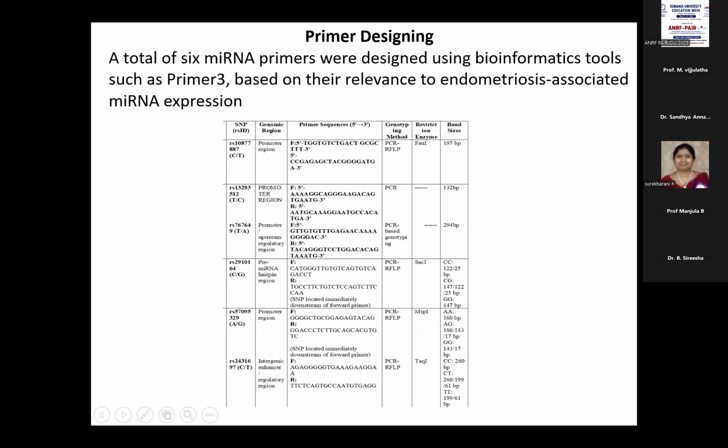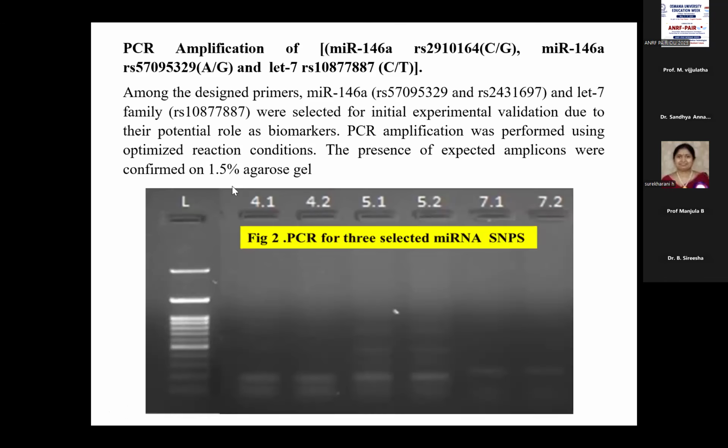Based on the literature, we identified 6 miRNA regions with SNPs, and we made the primers. From those 6, we have chosen 3 for now, because we are waiting for more funding. So as of now, we have selected SNPs in miRNA 146A, where there are 2 SNPs.